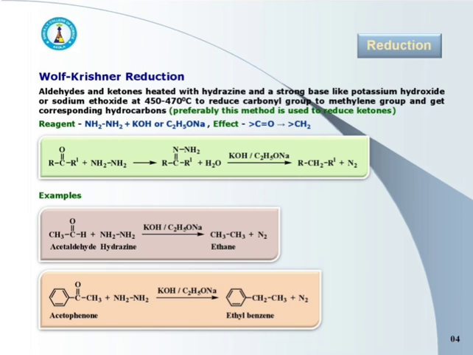Preferably, this method is used to reduce the ketones. Here in Wolff-Kishner reduction, the reagent used for the reduction is hydrazine plus potassium hydroxide or sodium ethoxide. And the effect is the same as in Clemmensen's reduction, that is conversion of carbonyl group to methylene group, that is formation of hydrocarbons.